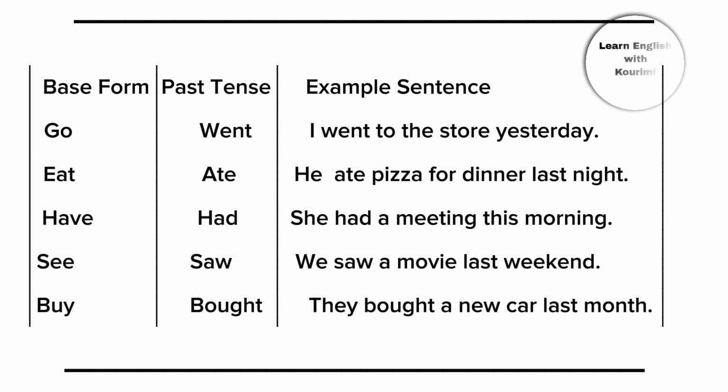Go, went: I went to the store yesterday. Eat, ate: he ate pizza for dinner last night. Have, had: she had a meeting this morning. See, saw: we saw a movie last weekend. Buy, bought: they bought a new car last month.